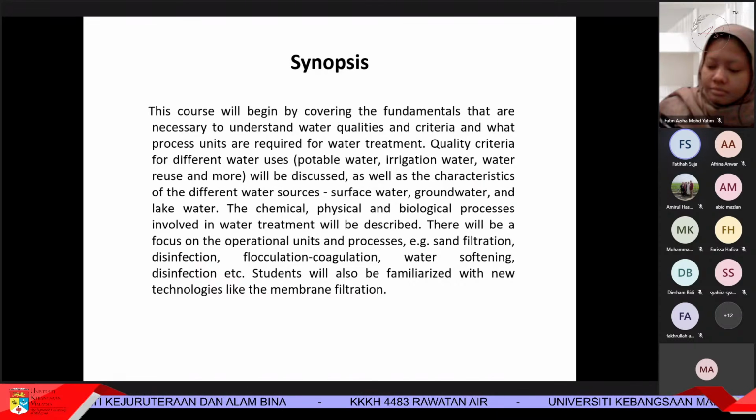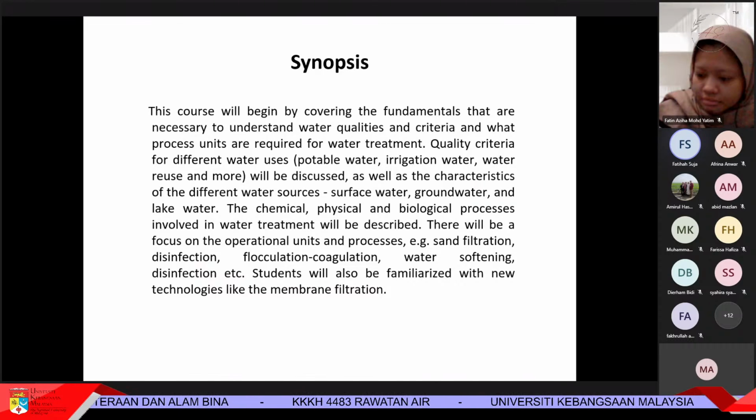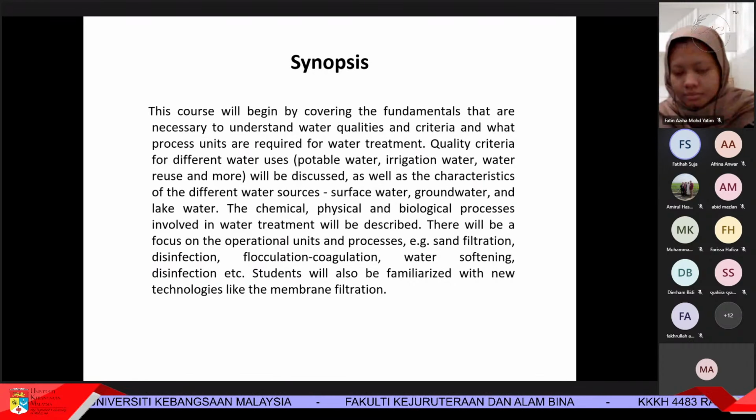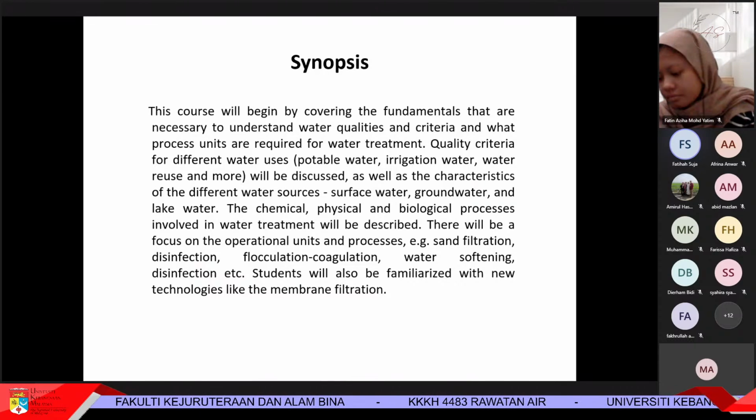So this is, I think, wastewater treatment is more difficult compared. It's not difficult, but it's more difficult than this water treatment. Because water treatment, usually the source of water to be treated is much easier. So I hope that everyone can get A for this class. So for the synopsis, I'll just read through and just make sure that you know.